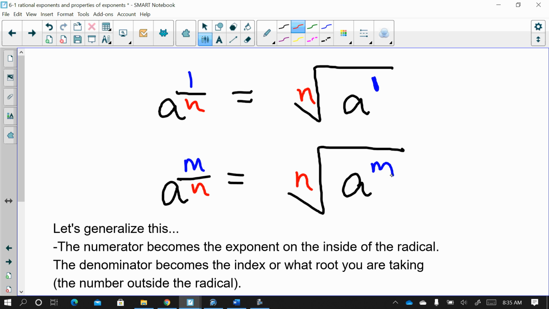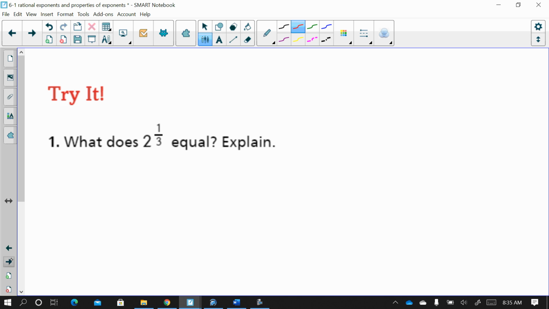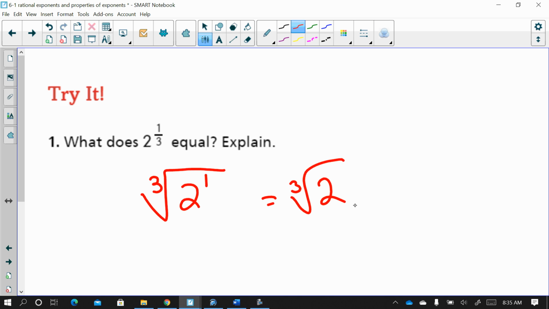Okay, it's the number outside the radical. So the n in both cases becomes the nth root. So you could do the cube root, the 4th root, the 5th root, whatever you need to do. Okay, so make sure you know this. So what does 2 to the 1/3 equal? Well, I know it's a root, but the 2 inside, the top stays inside, the bottom becomes the root I'm taking. So this is just the cube root of 2.